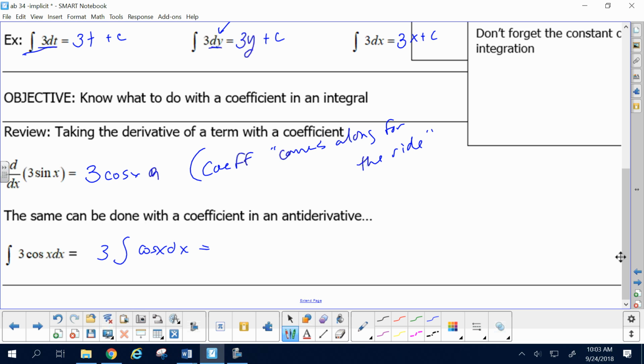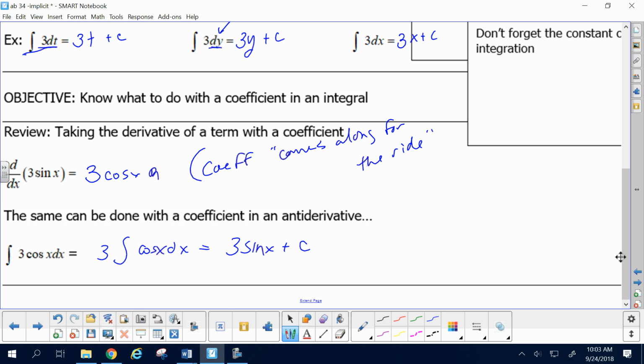So what is the antiderivative of cosine? Sine or negative sine? Sine. 3 sine of x. When you integrate, you think, oh, there could have been a constant there. Don't forget the plus c every time, right? So the coefficient just comes along for the ride, just like in derivatives. Cool?